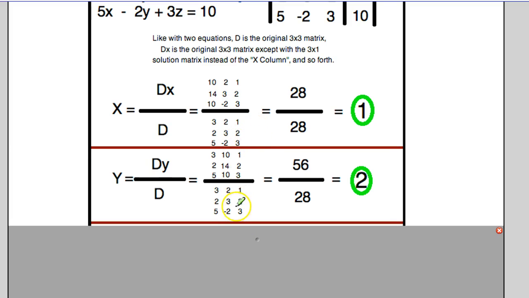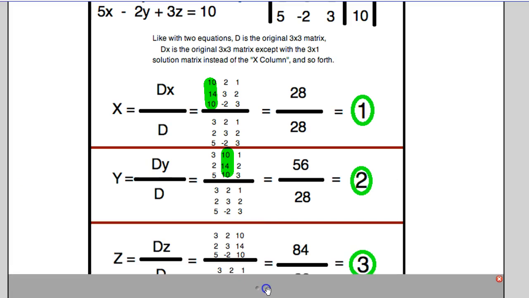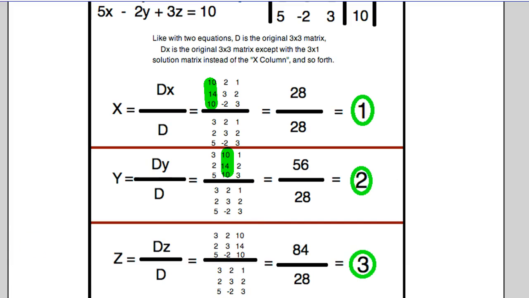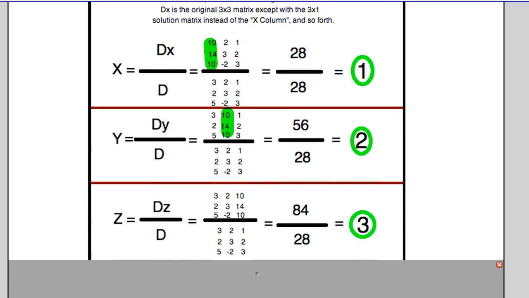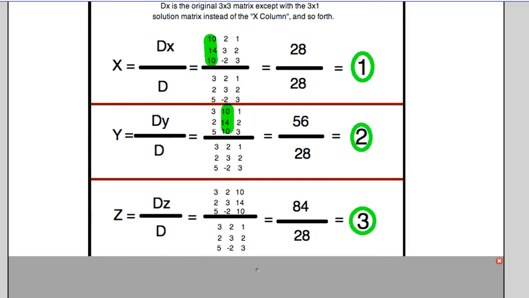We do the same thing for the Y column. We replace our Y column in our matrix with the right-hand side. We find the determinant of that matrix is 56. The determinant of the coefficient matrix is 28, and we get our solution for Y. And then we do the same thing for Z. And so that's all that it involves. Again, we have to have a matrix that has an inverse. And if you don't want to find the inverse, Cramer's rule allows you to find the solutions X, Y, and Z just by doing determinants. All right, that's it.